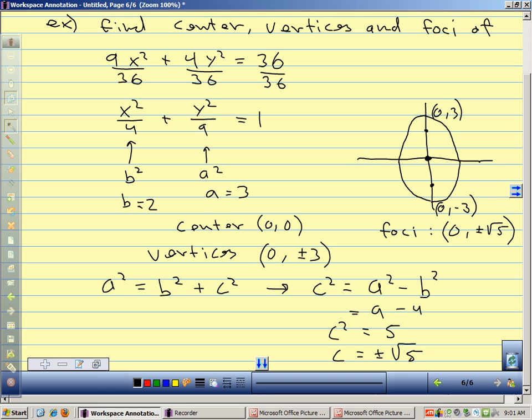Questions on how we did this? This little sketch can really help you solve these kinds of problems to figure out which direction we go from our center. All right, let's look at another example.